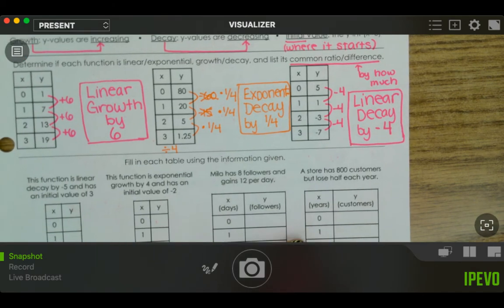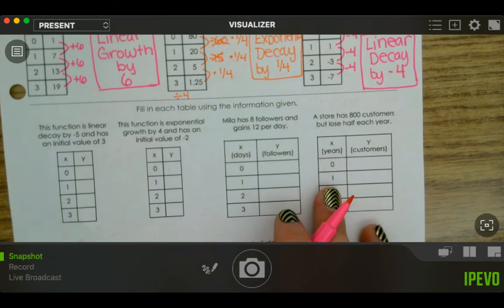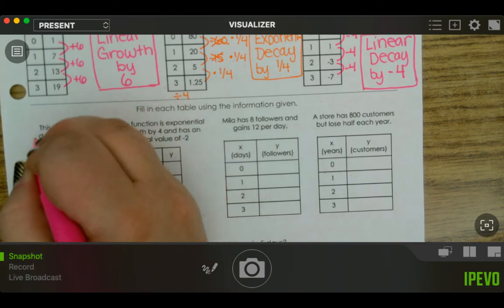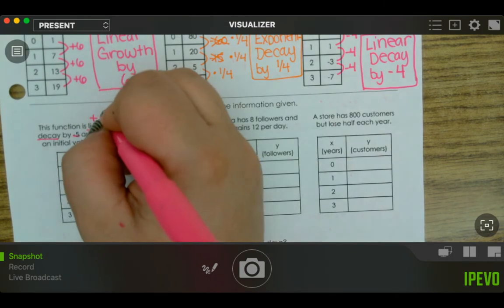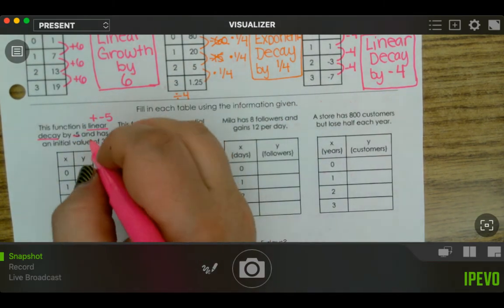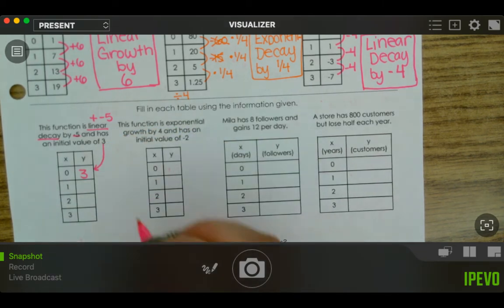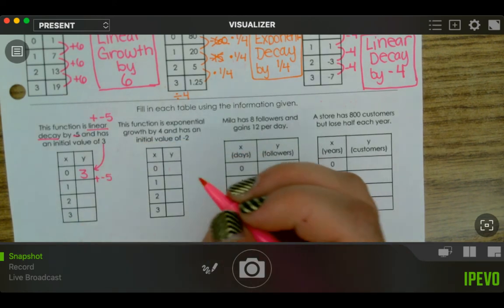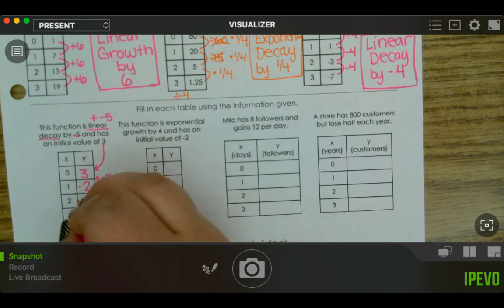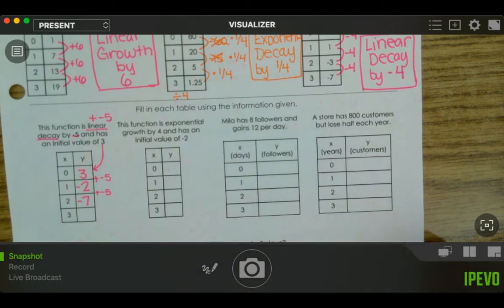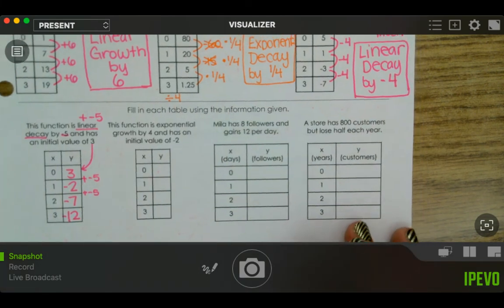And then you're going to see a couple that ask you to fill in the table using the pattern. It's kind of like giving you directions. So when it says linear decay by -5, that means you're going to be adding -5 each time on the table. And then the initial value of 3 means you're going to start with 3. And then you're going to add -5, which makes that -2. And then you're going to add -5, which makes that -7. And then you're going to add -5 again, which makes -12. And that's it. That's all you have to do for the tables.